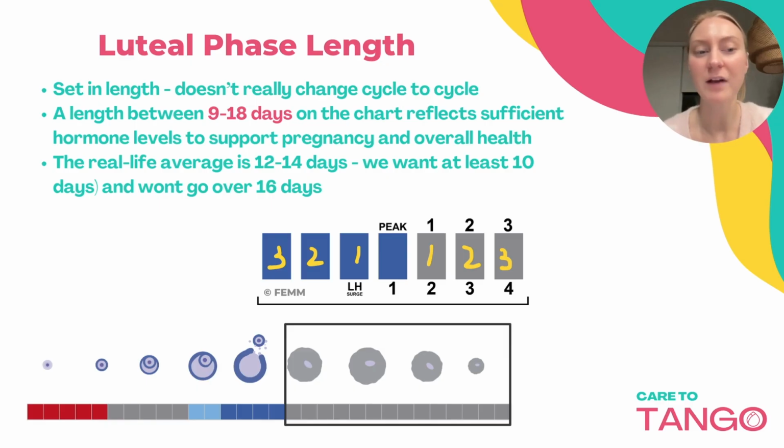So the real life average for luteal phase, like we said, is 12 to 14 days, and we want at least 10 days, and it won't go over 16 days. So your luteal phase doesn't really differ much. Once in a while, you could have a shorter luteal phase if there's a particular stress or something like that, but generally it's pretty consistent. The reason why we want a long enough luteal phase and we don't want it to be less than 10 days is that it likely leads to lower progesterone levels, trouble getting pregnant with fertility, and even a possible miscarriage.